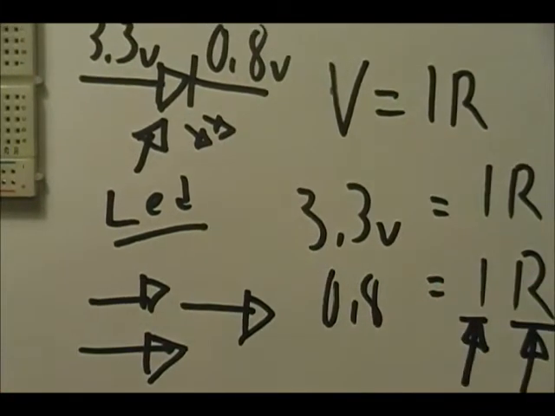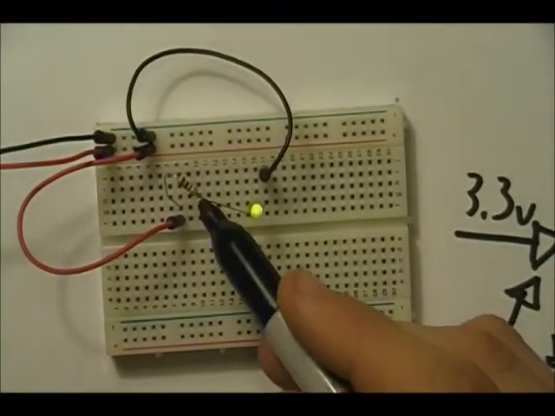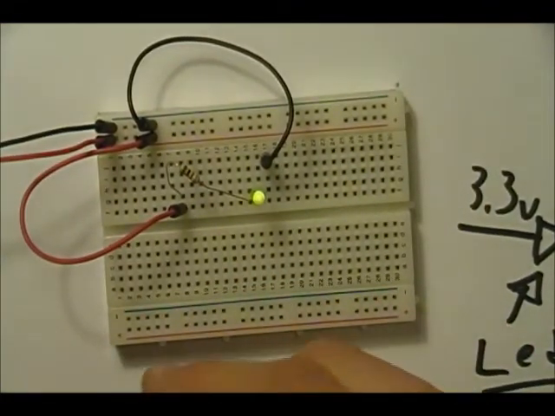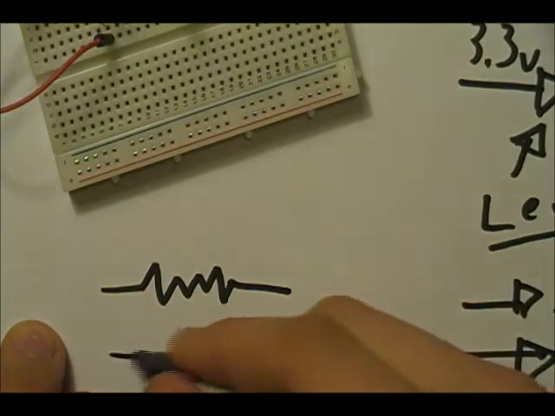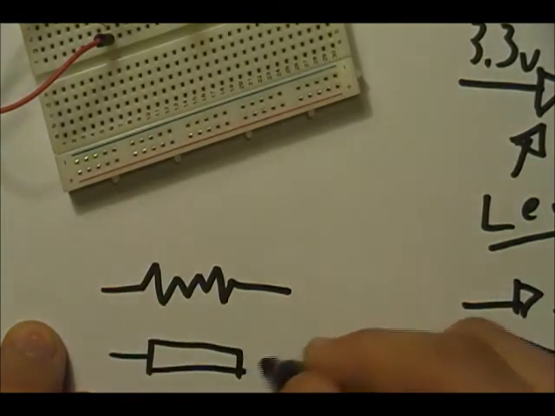Because we don't want to burn out our LEDs, and in fact I already burned out several of them, we use a resistor. A resistor has a voltage drop across it too. Let's go back here. That's the schematic drawing for a resistor, that or that, depending on who you're talking to.